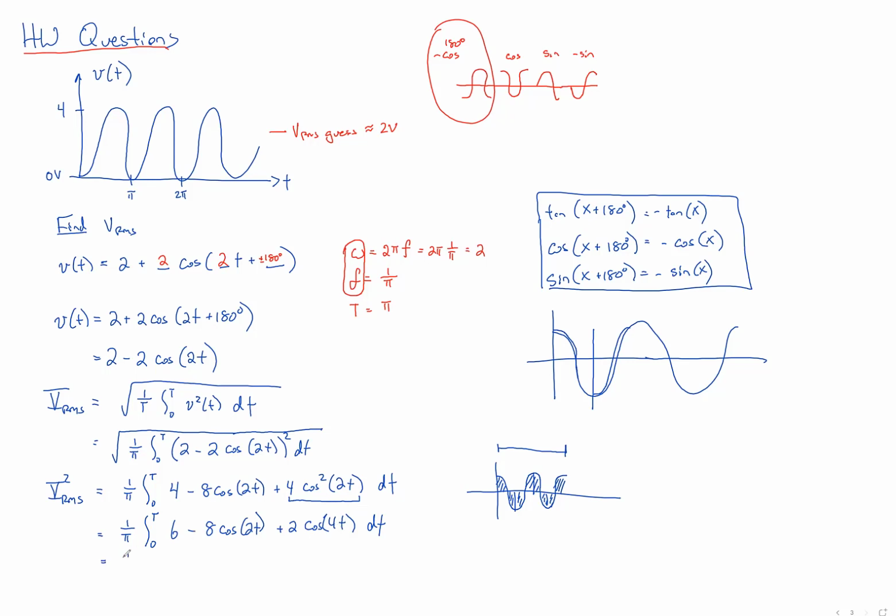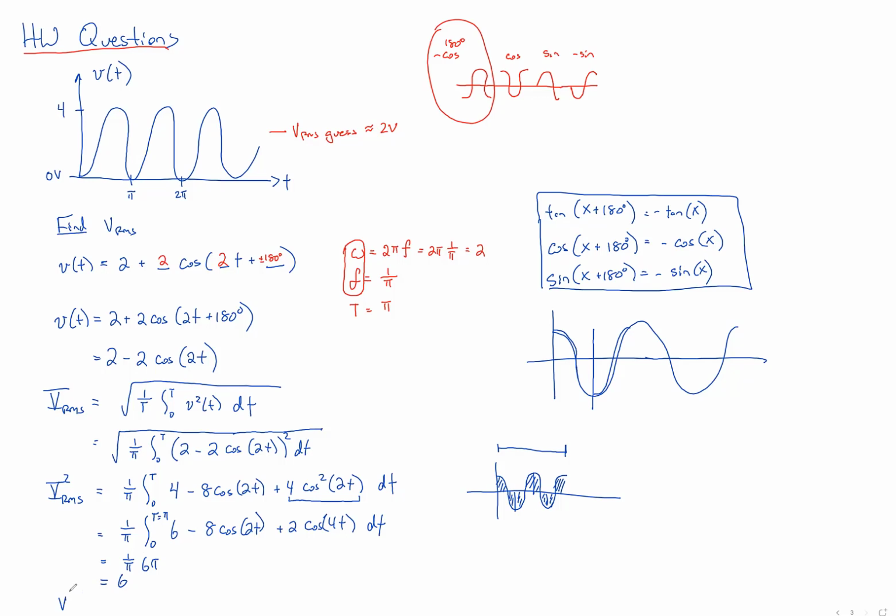And so your whole thing is just going to be left with just the area underneath 6, which between 0 and T, or T, we said is going to be equal to pi. So that's going to give us a total of 6 pi area. And the 1 over pi's cancel, and we just get 6.